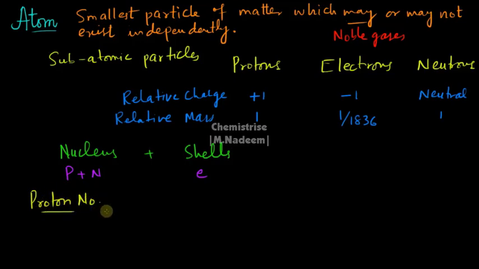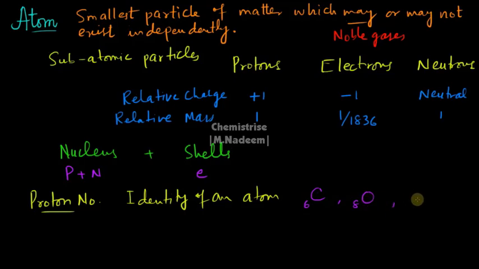Every element in the periodic table has got its own unique proton number. Proton number is the identity of an atom. No two atoms in the periodic table can have the same proton number. So each element has its own unique proton number. For example, carbon has a proton number of 6. No other element in the periodic table can have a proton number of 6. Similarly, we have oxygen, proton number 8. We got sodium, it has proton number of 11, and so forth.